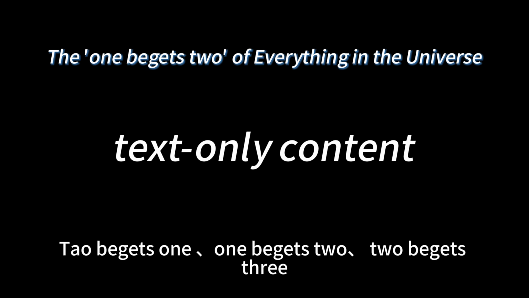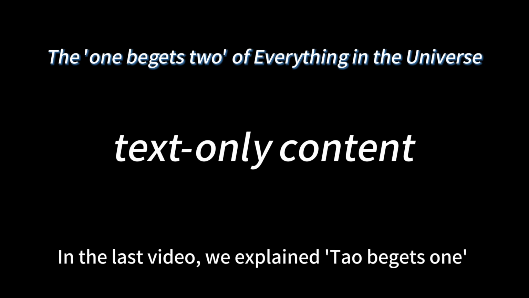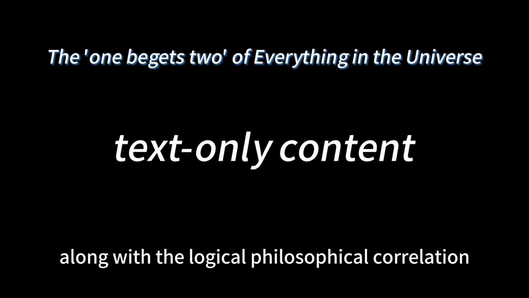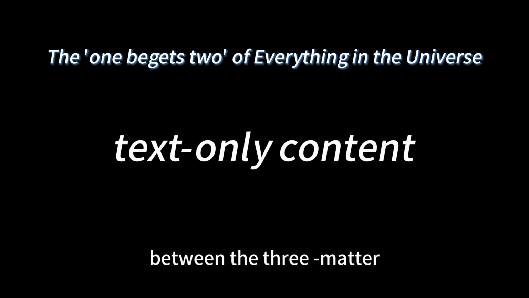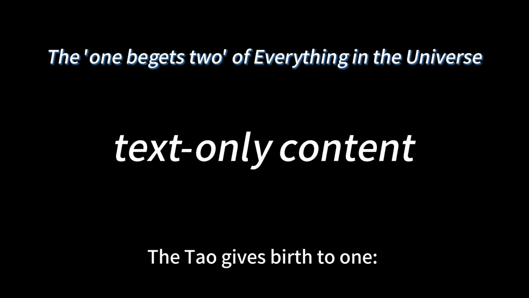Tao begets 1, 1 begets 2, 2 begets 3, 3 begets all things, and all things return to 1. In the last video, we explained Tao begets 1, along with the logical philosophical correlation between the three: matter, energy and nothingness. Then in this video we will explain 1 begets 2. The Tao gives birth to 1.